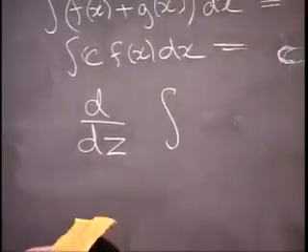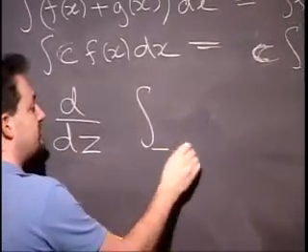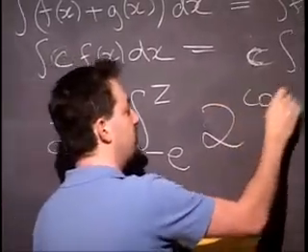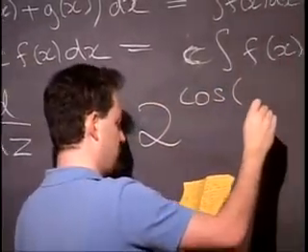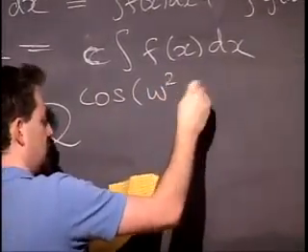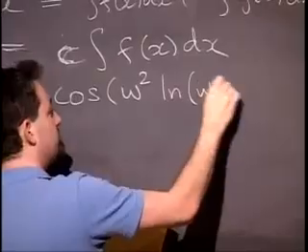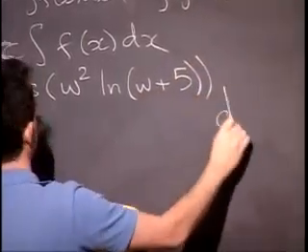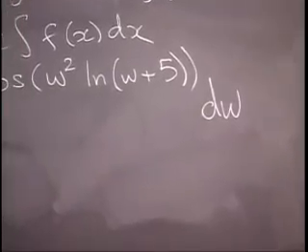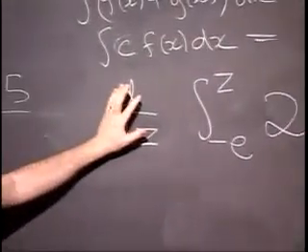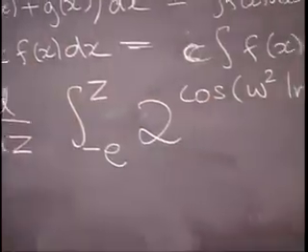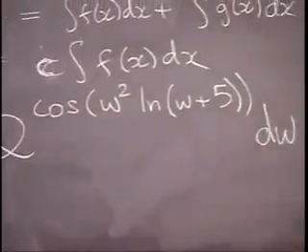Suppose I take d/dz of the integral from minus e to z of 2 to the power cosine w squared, log w plus 5, dw. Okay, don't even think about trying to do the integral. You'd have to find an antiderivative of 2 to the cosine of w squared, log w plus 5. What a mess. Don't even think about it.